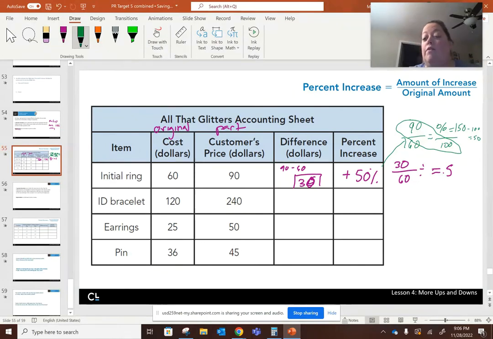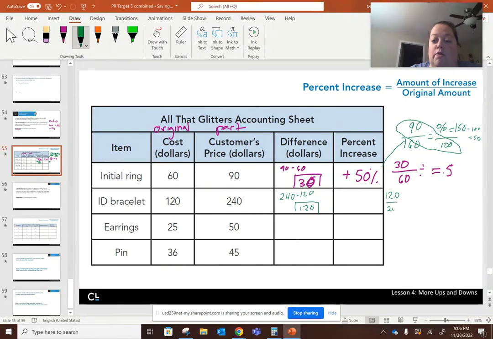Either way is going to get you there. So let's do this both ways. And again, you decide which way makes most sense to you or what you want to stick with. So here I'm going to do 240 minus 120, and that gives me 120. So now I'm going to do 120 divided by 240.